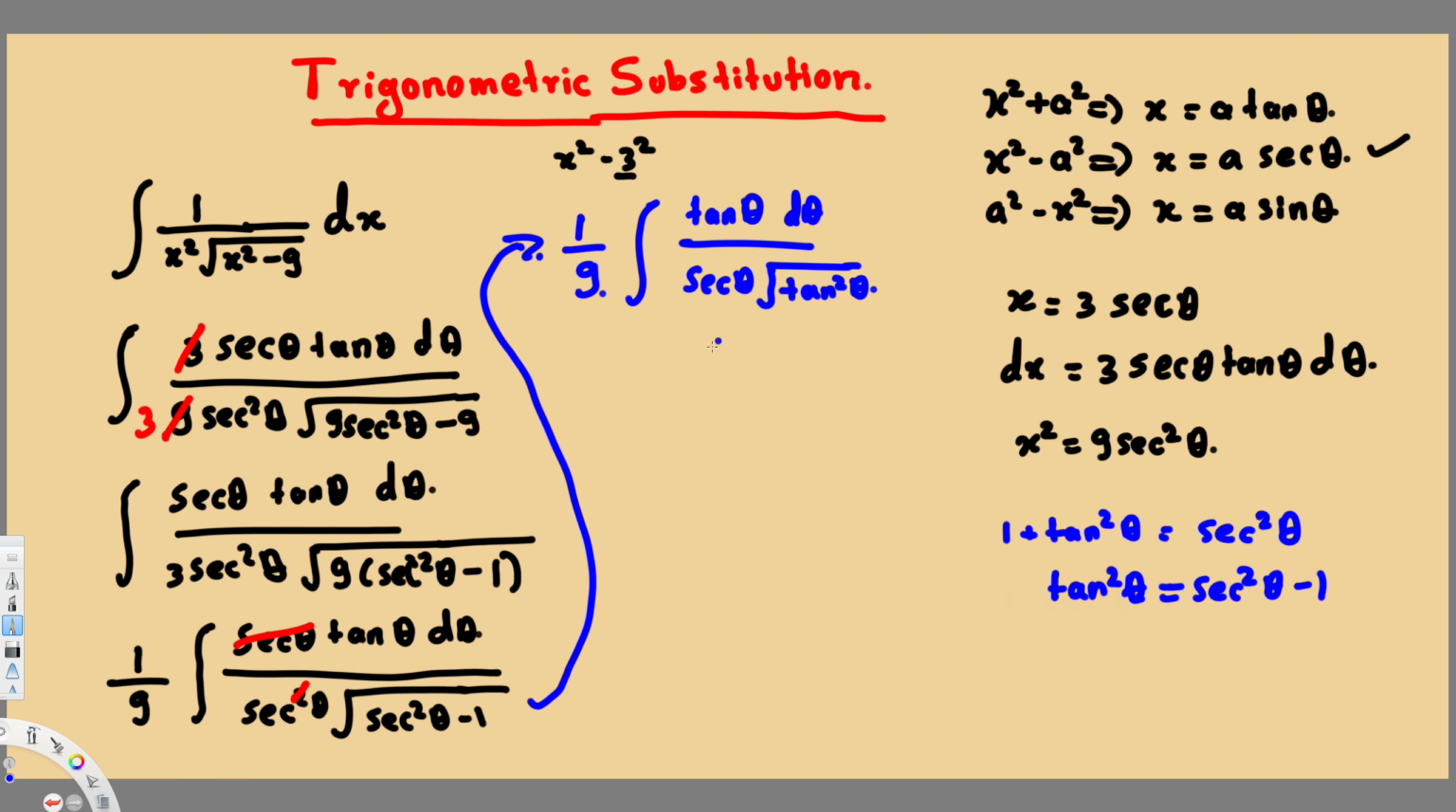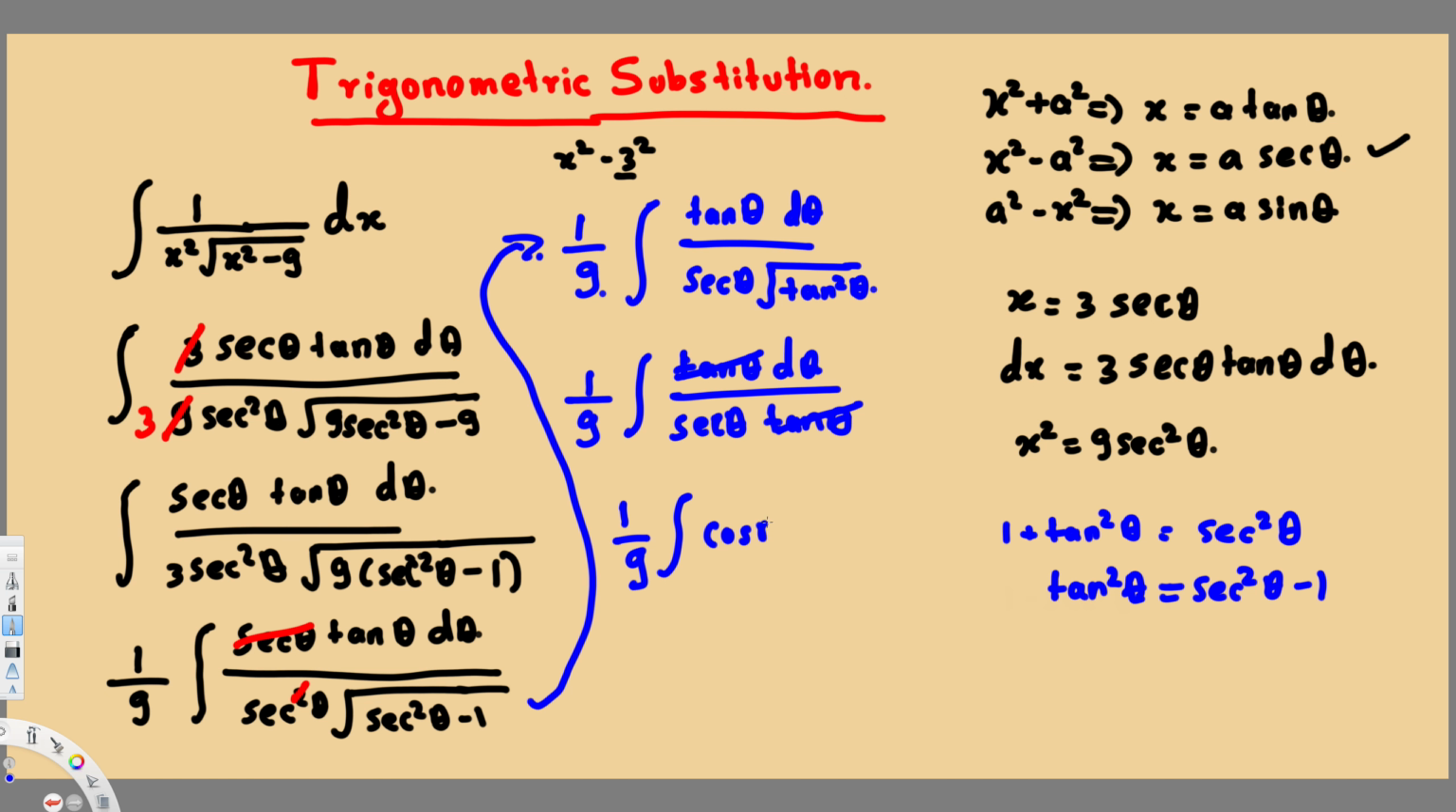Now let's get rid of this square root, so we are going to have 1 over 9 integral tan theta d theta, and in the denominator we are going to have sec theta and also tan theta, and from this one you can see tan theta cancels and we are left with this one. So we know that sec theta is reciprocal of cos theta, so instead of writing 1 over sec theta you can write integral of cos theta d theta. Now this is easy to integrate because we know integral of cos theta is sin theta, so this is going to be 1 over 9 sin theta plus constant.